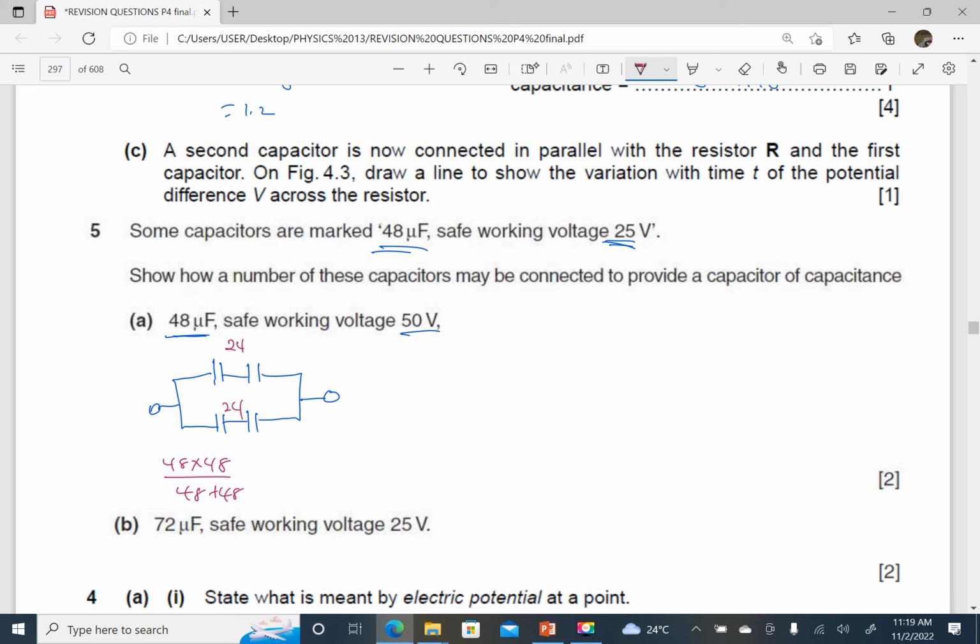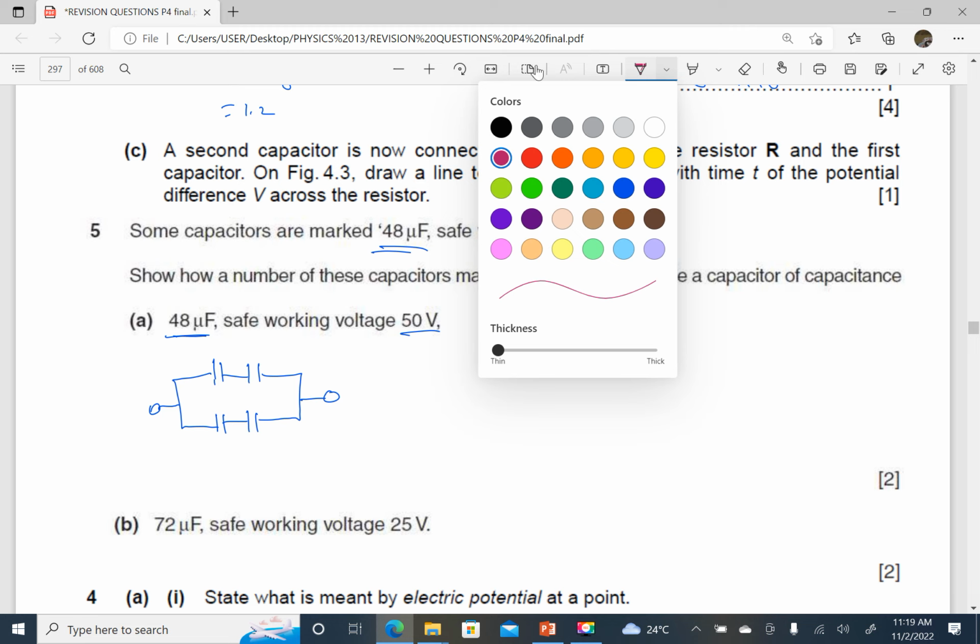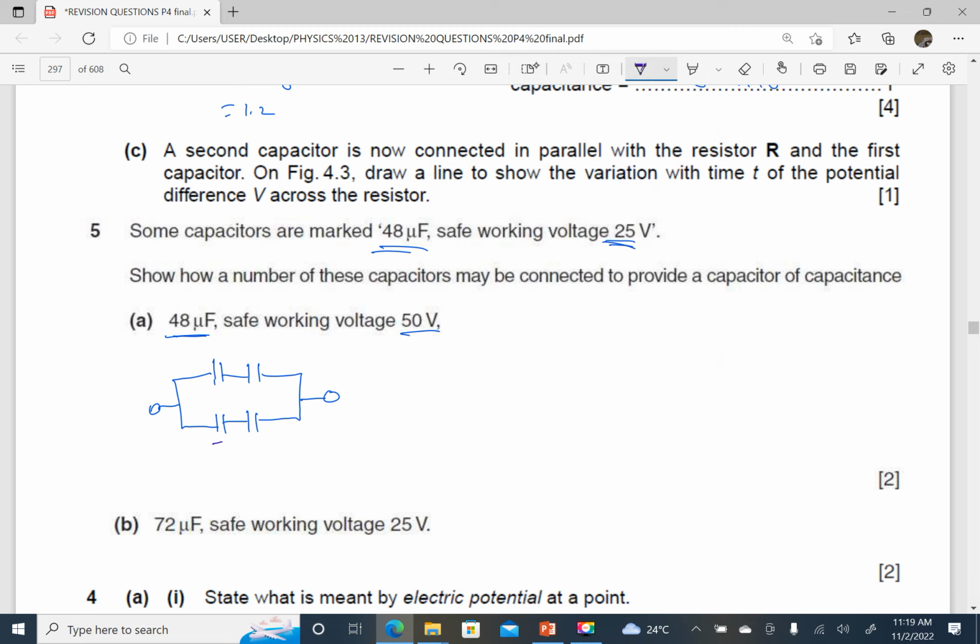This one is also 24. Now in parallel, you just add them, 24 plus 24, which is 48. So it means that arrangement is correct. Here there is no specific formula. You just check using a simple method. You also notice that the PD has not been violated because if this is 25 and this is 25, the total is 50. Even here, the total will be 50 because the upper section is in parallel with the bottom section. So still the PD across each is 25 and the total is 50.